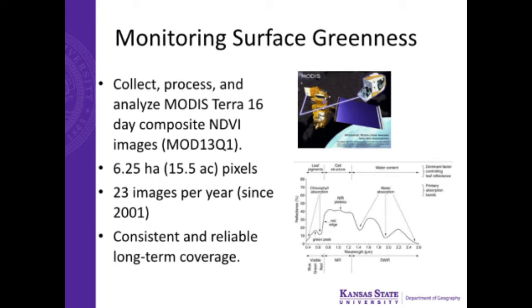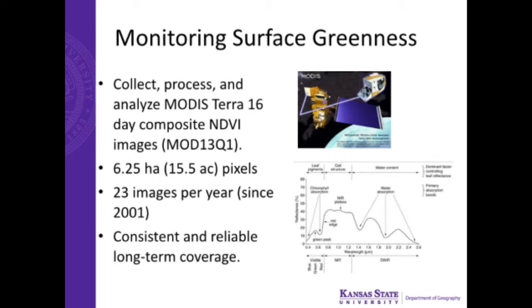So one of the primary data sources that we used for a lot of our efforts came from a satellite. It came from the Terra satellite and the MODIS sensor, the Moderate Resolution Imaging Spectroradiometer. It's a moderate resolution sensor. It captures images at a 250 meter by 250 meter pixel. So it's not really high spatial resolution. Those pixels translate into an area of about 6¼ hectares.